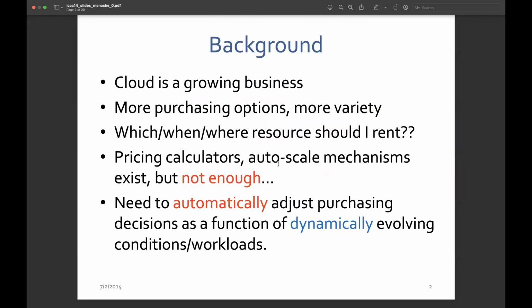As you all know, the cloud is a growing business, and there are a lot of purchase options with a lot of varieties. You have options like which computing resource you want to purchase, what time you want to purchase it, and where you want to purchase it. Are you going to purchase it from Microsoft, Google, or Amazon, etc.? However, the price calculators and auto scale mechanisms that are currently available are not enough. We need to automatically adjust purchasing decisions as a function of dynamically evolving conditions or workloads.